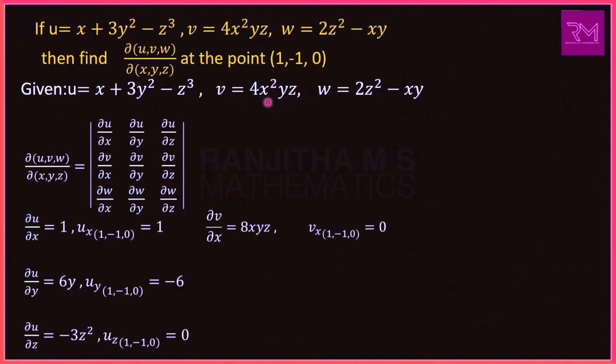Here del v by del x means we have to treat y and z as constant. Hence we get 4yz as constant. Differentiation of x square is 2x. Hence we get 4 into 2 is 8xyz. This is our del v by del x value, or simply we can take it as vx.